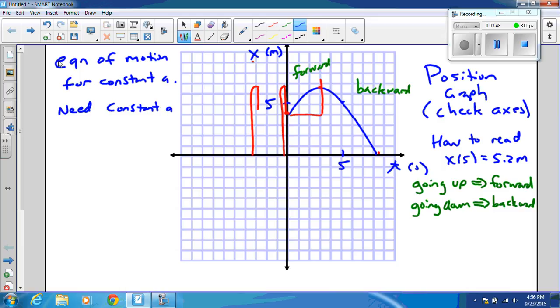I said going up and going down. The official math term for going up is increasing. The official math term for going down is decreasing. We can actually measure how quickly we are going up or down by considering the rate of change, or the slope.